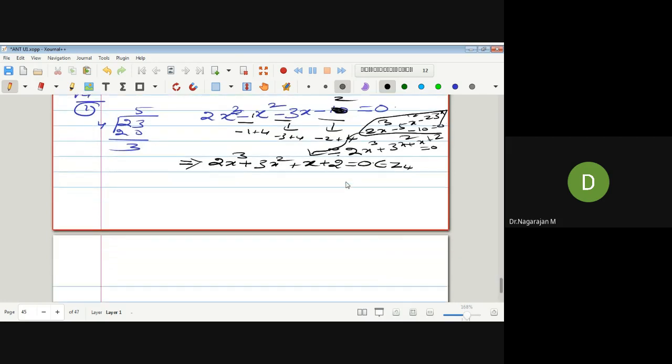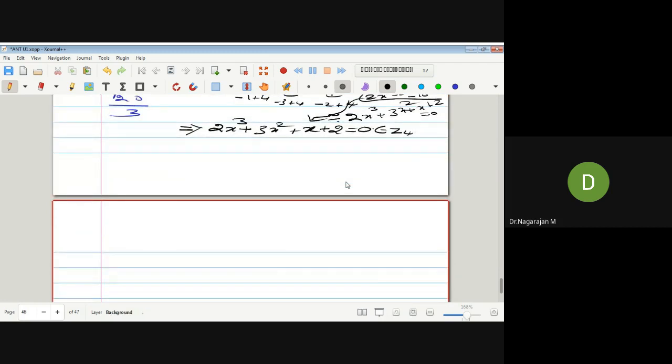Now we want to find the roots. Power 3, maybe 3 roots are there or not. Please check that.